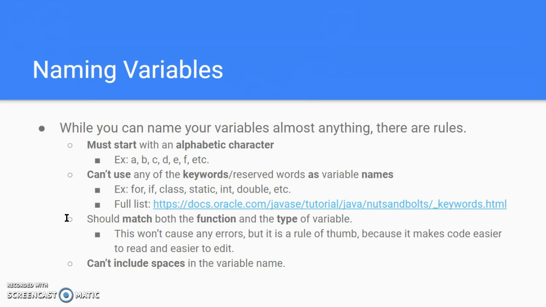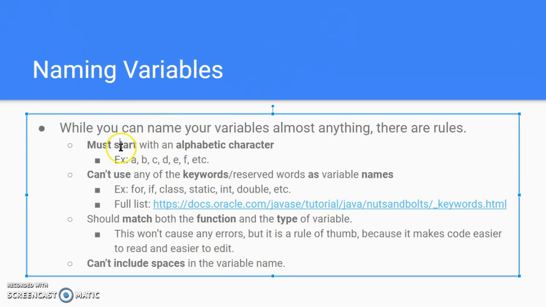And in order to accommodate multiple lines of code, you need to keep yourself organized, and naming variables helps accomplish this. Now, the one thing you should know is that it must start with an alphabetical character. It cannot start with a number, right? It always has to be an alphabetic character. It can't use any of the keywords reserved as variable names. The full list can be accessed here.